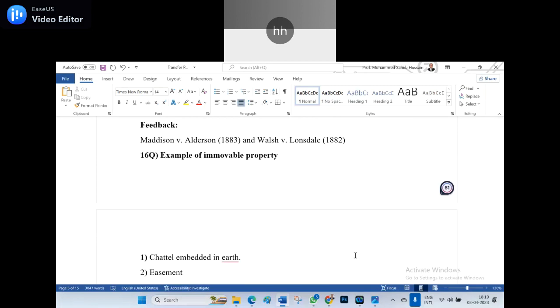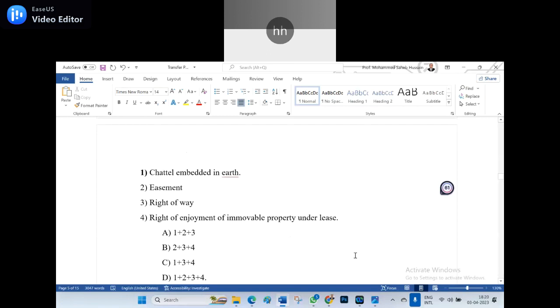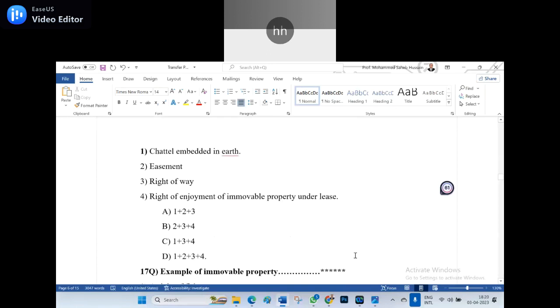16th question, example of the immovable property. Number 1, chattels embedded in the earth. 2, easement. 3, right of way. 4, right of enjoyment of the immovable property under the lease. Options: A, 1 plus 2 plus 3, B, 2 plus 3 plus 4, C, 1 plus 3 plus 4, D, 1 plus 2 plus 3 plus 4. D, 1 plus 2 plus 3 plus 4. Yes, it is the right answer, because everything attached to the earth is there, easement is there, and the right of way is there.